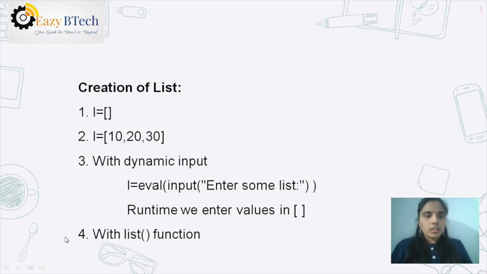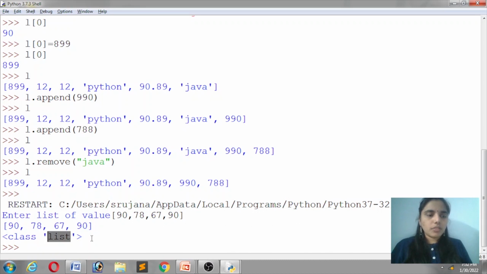Next, creation of a list by using square brackets: empty square brackets, or square brackets with some objects. At runtime, we have to give the eval function. Eval is a predefined function. And the last one is using the list predefined function.